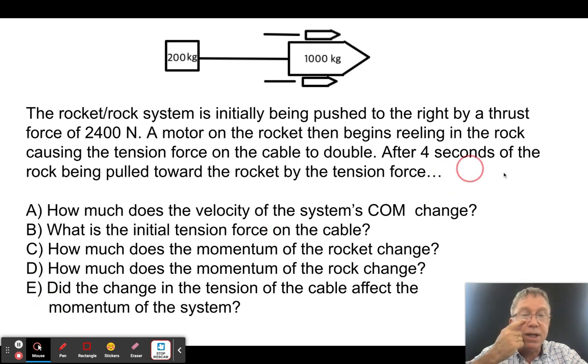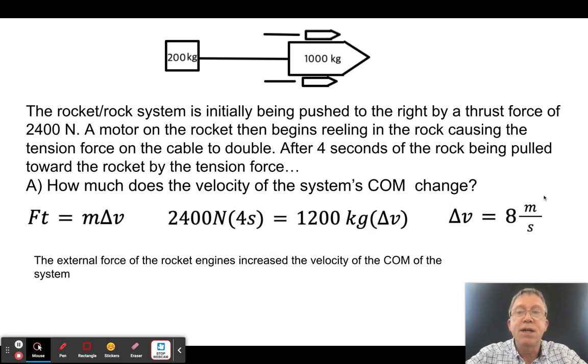Okay, so let's just take each one of these in turn. How much does the velocity of the system's center of mass change? The center of mass does have to change because there's an outside force acting on it, this thrust force. The thrust force is 2,400 newtons, and we're just interested in 4 seconds. In 4 seconds, the total mass of the whole system here is 1,200 kilograms. And so if I say force times time divided by mass, I get 8 meters per second. That's how much I've changed the velocity of the center of mass of this system.